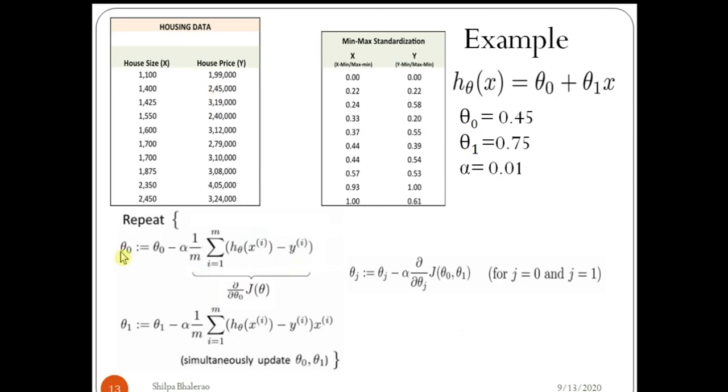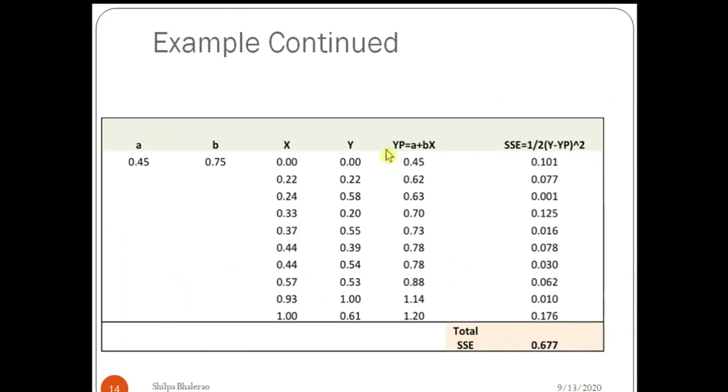So if we calculate theta 0, it is theta 0 minus alpha 1 by m, h theta x minus y. This is the derivative of the cost function, and for theta 1 it will be multiplied by x only, because this is theta 1 x. So if we compute the value based on this, we get the predicted value. Got it? We get the predicted value.